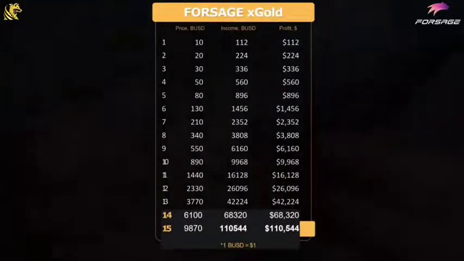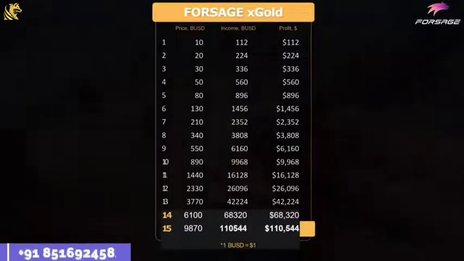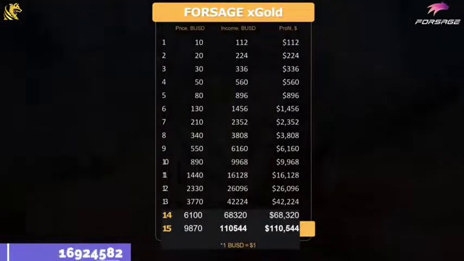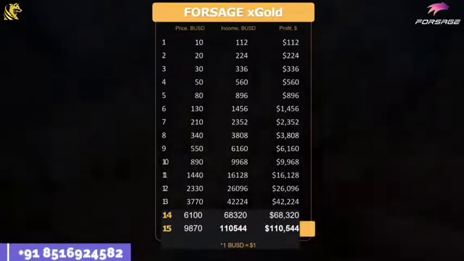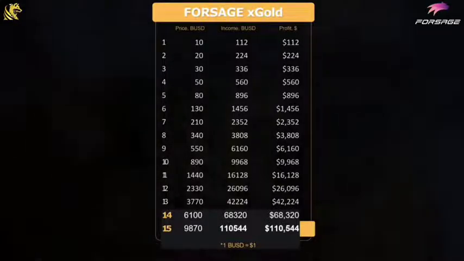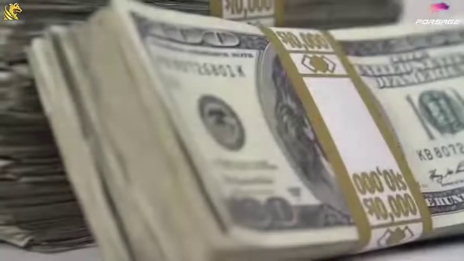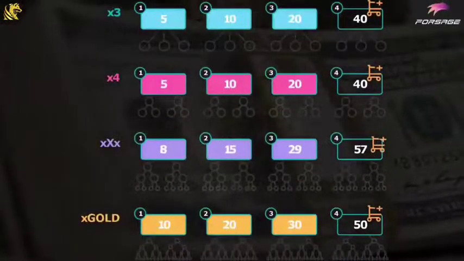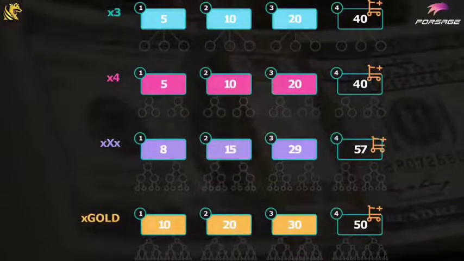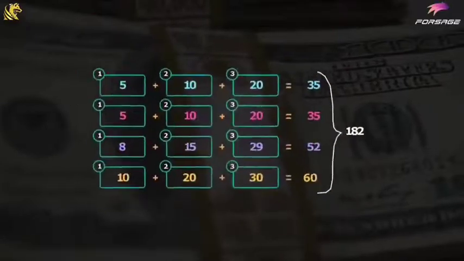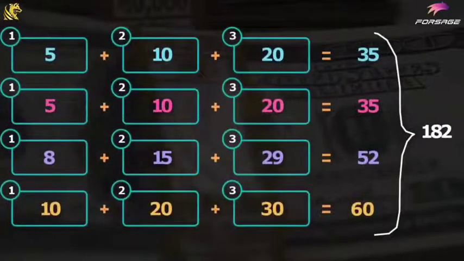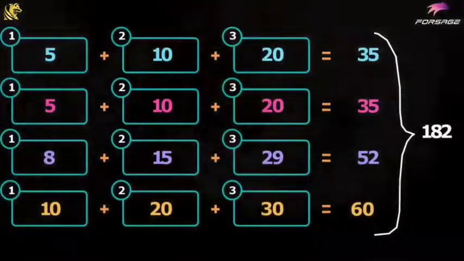For example, if you buy the first slot of $10, your income will be $112. So all the income that you get from all the slots together in one cycle is $110,544. So if you wish to start your journey with Forsage BUSD, you can start with the first 3 slots, which means 3 slots of X3, 3 slots of X4, XXX and X Gold. The total cost will be $182, which is really very low.